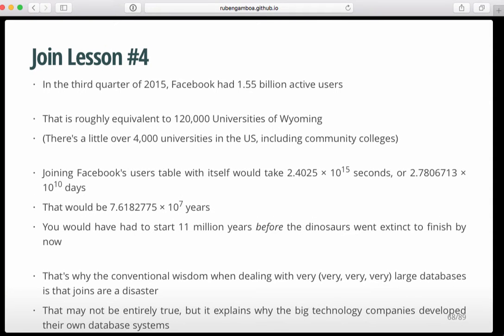Okay, fourth lesson in joins. Here's a little fact. In the third quarter of 2015, Facebook had 1.55 billion active users. Okay, 1.55 billion. That's a hard number. So let's put it in context. Roughly speaking, that is 120,000 universities the size of UW. Okay, 120,000. Put that in context again. There's only 4,000 universities in the United States, and that includes community colleges. So 120,000 is a lot of universities.